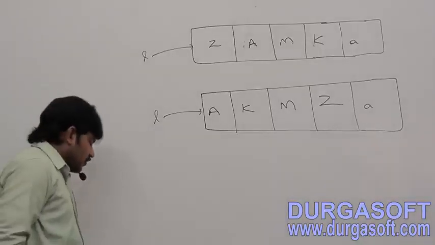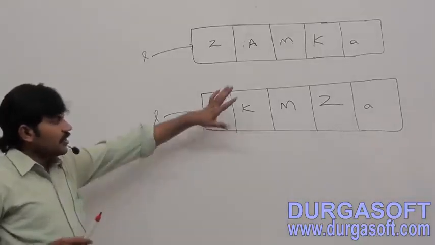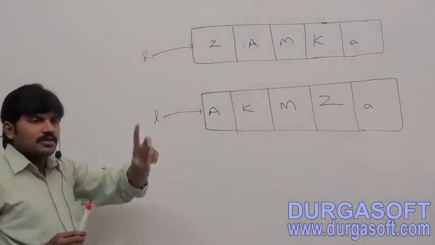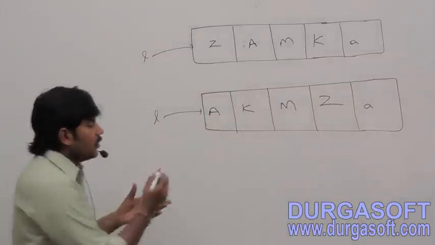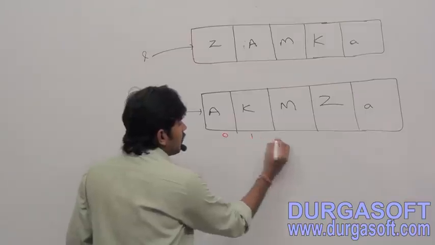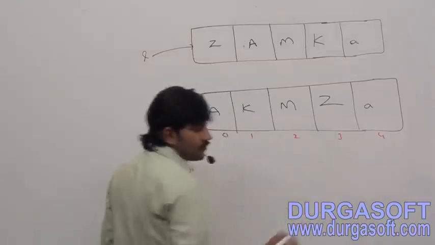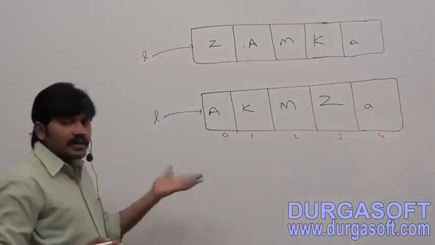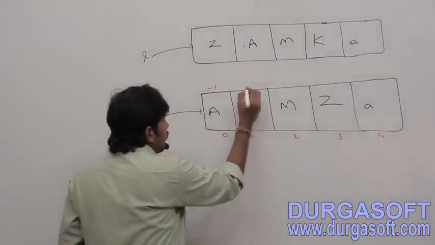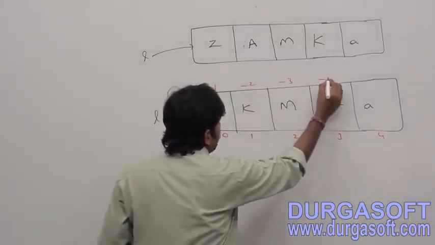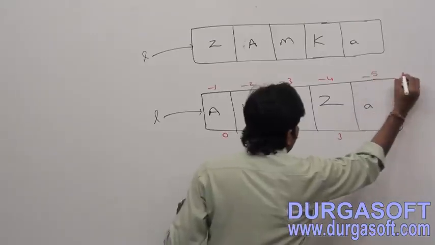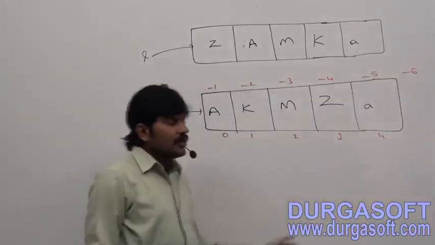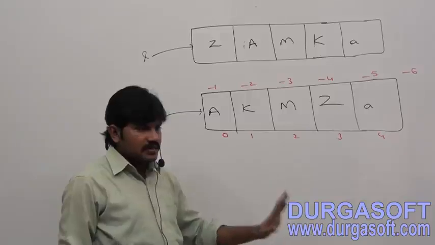Now observe, if the list is sorted according to default natural sorting order, now you can decide the index and the insertion point. What is the index? 0, 1, 2, 3, 4. What is the insertion point? -1, -2, -3, -4, -5, and then -6. Like that, insertion point and index are there.